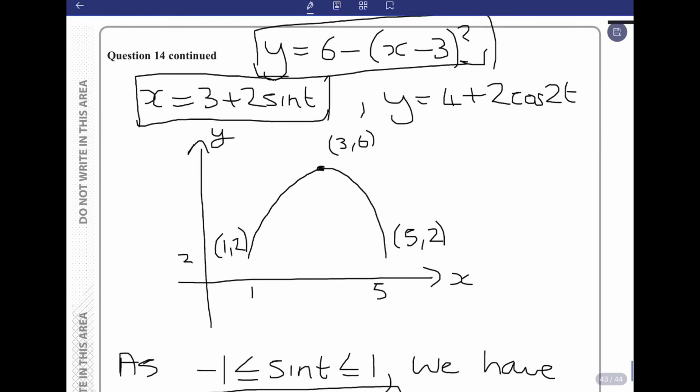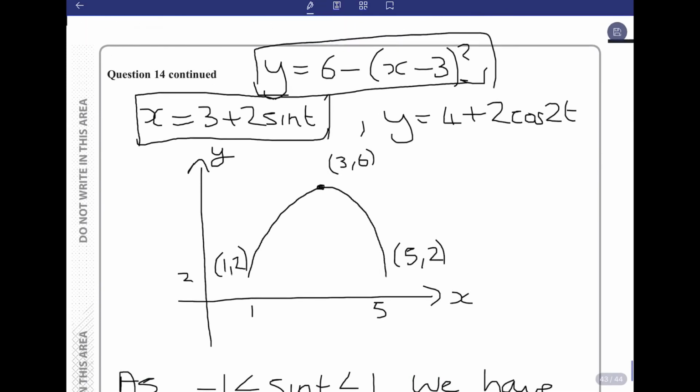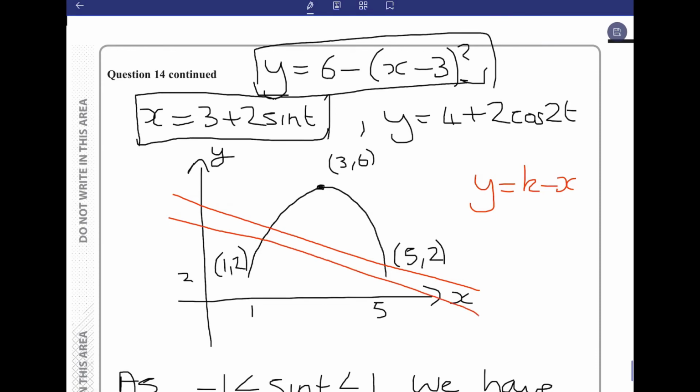So let's have a look at our graph here. Because the gradient is negative, it means this y equals k minus x line must be something like this. The gradient's negative. Now, we can keep drawing these lines, I'm doing my best to make them parallel. Note that any line which does not pass through 5,2 there cannot intersect the curve at 2 points.